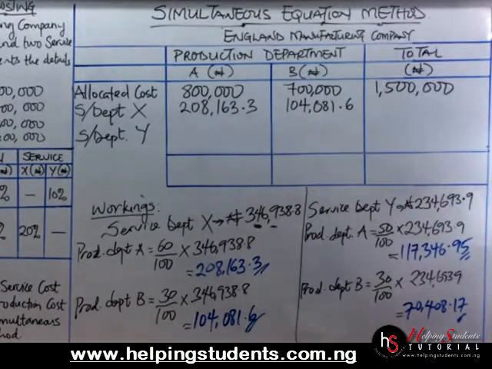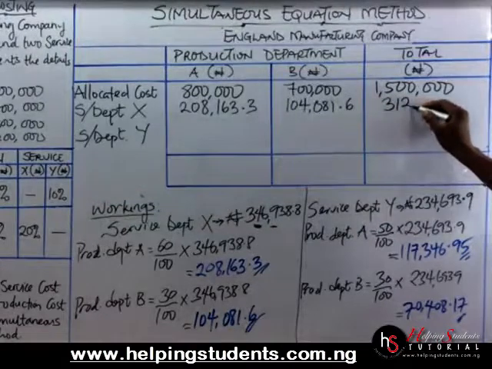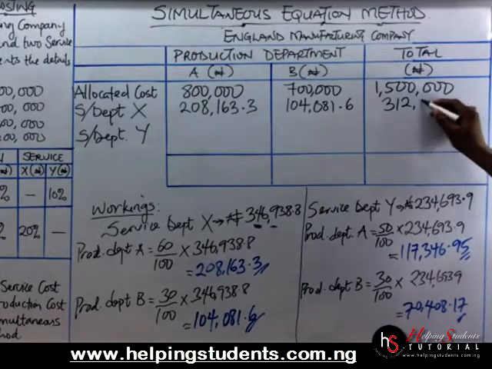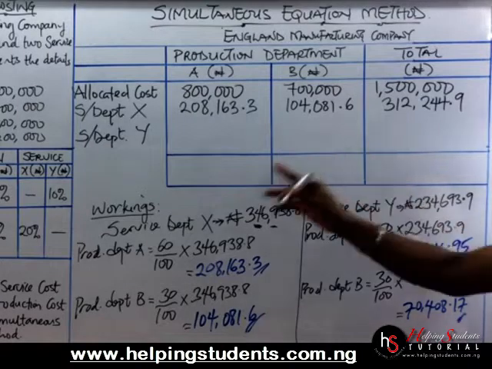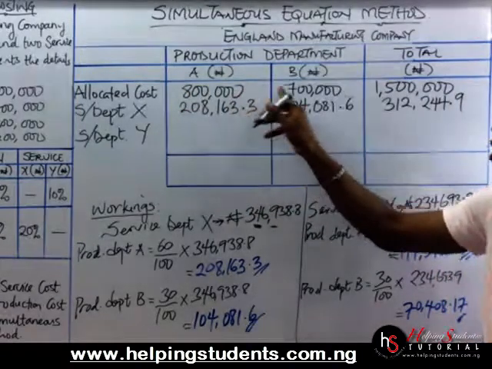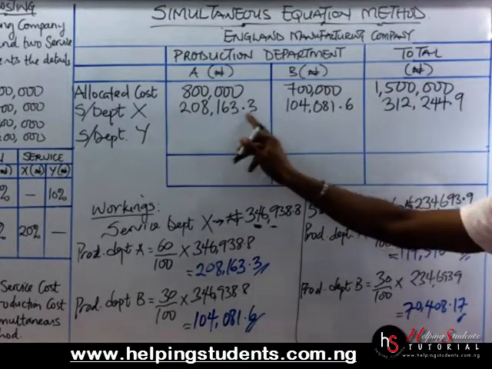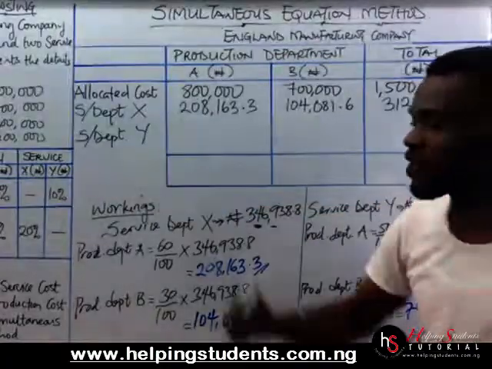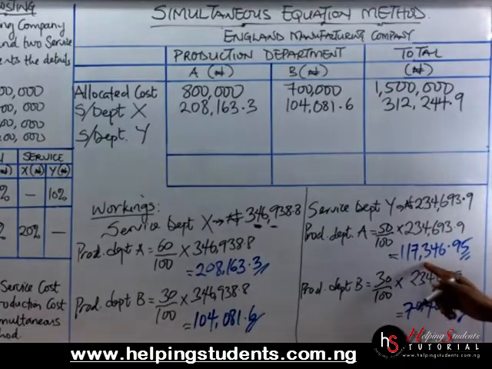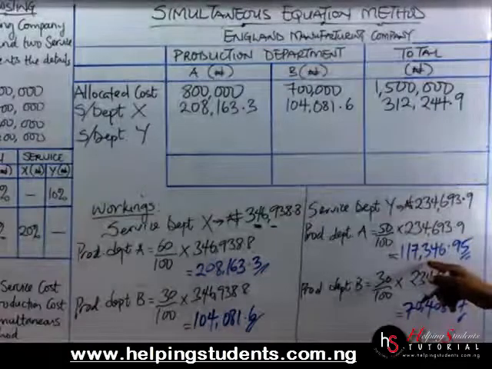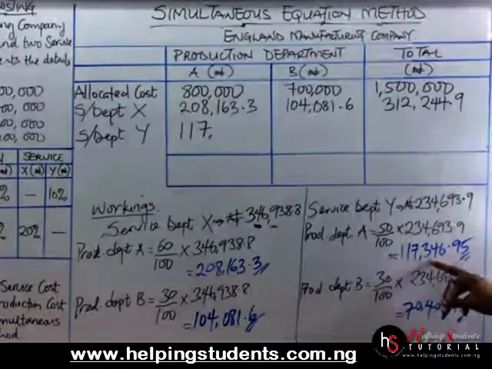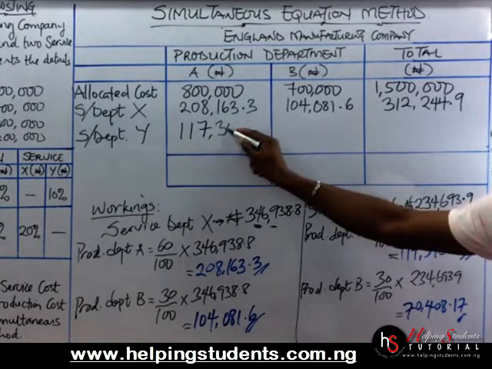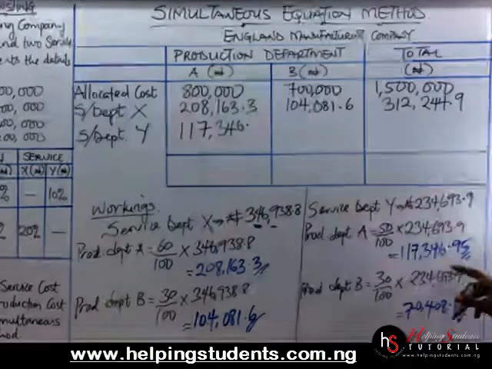When we add these two values, it gives us what? 312,244.9. Okay. You remember the allocated cost, we added these two values that gave us this. Here we added these two values again to give us this. So we'll come over to service department Y. Here under production department A, we have 117,346.95.